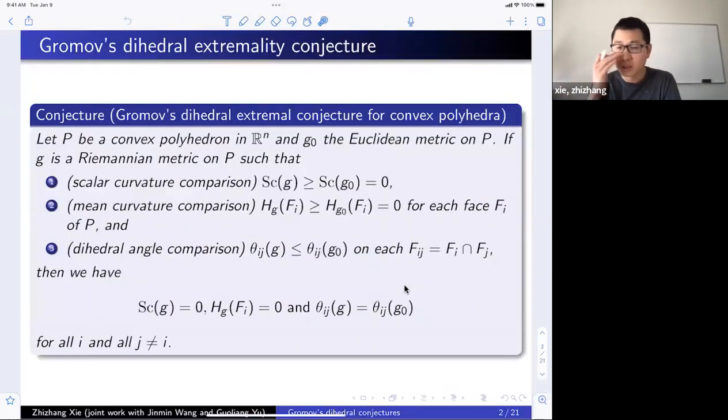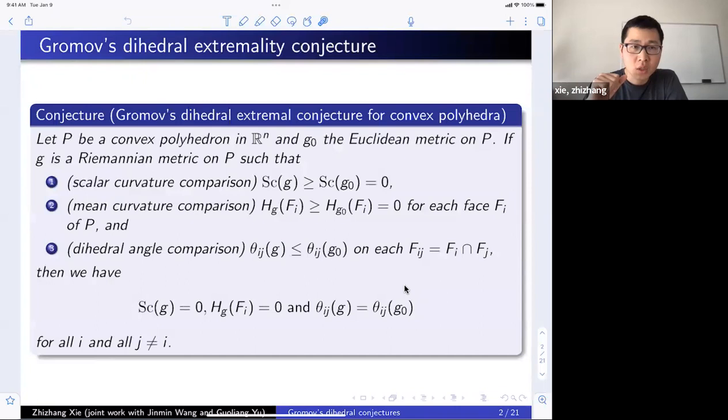So let me briefly describe what the conjectures are. There were two conjectures. Of course, they are set up in the same setting. So here's Gromov's dihedral extremal conjecture for convex polyhedron. And later on, I will introduce a more general statement. But for now, let's just focus on convex polyhedron in Rn. You think of a convex polyhedron in the usual way, flat boundary, and having corners and so on and so forth.